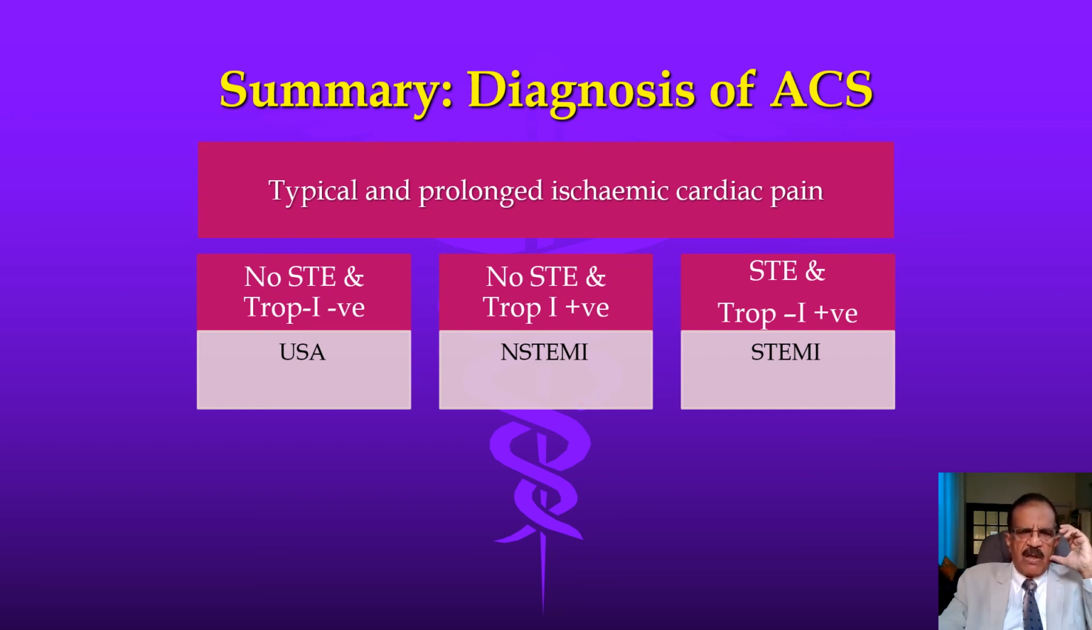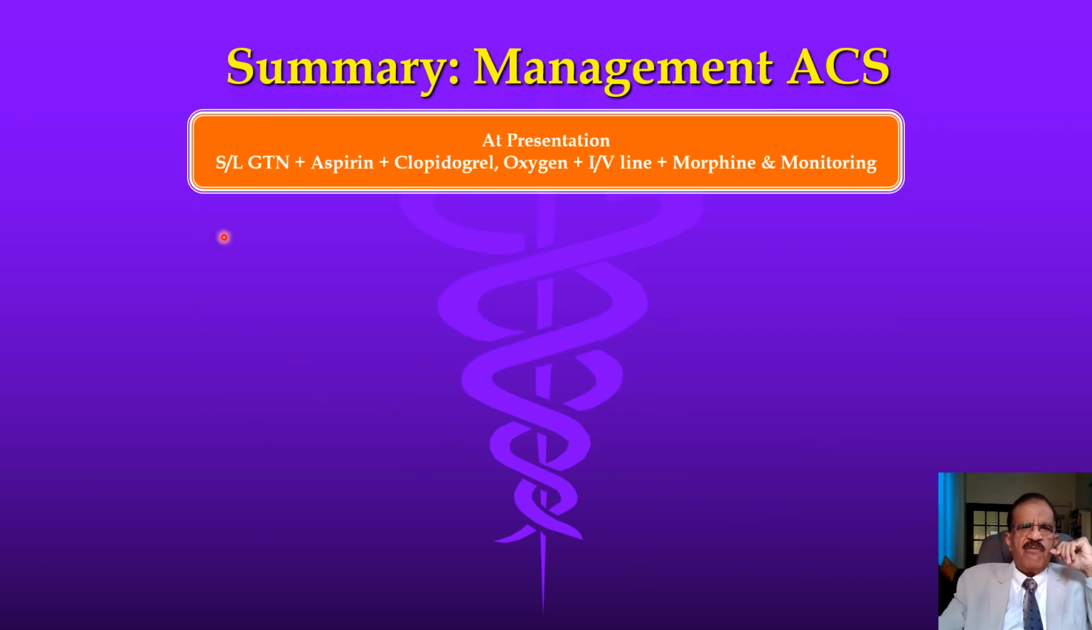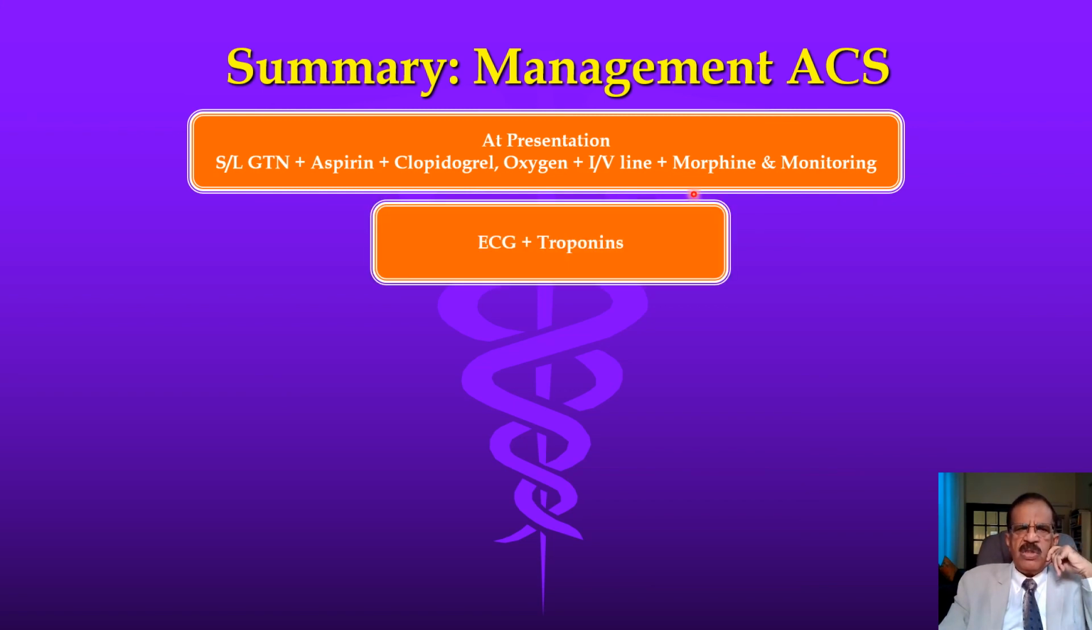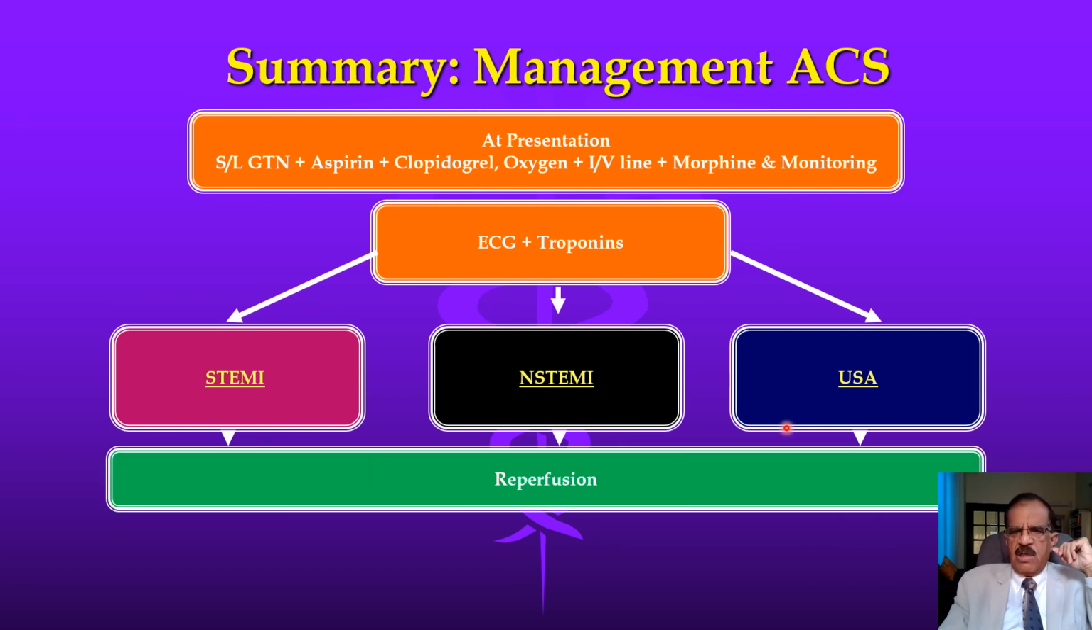So this is the summary of the diagnostic algorithm and management algorithm. At presentation, you give sublingual glyceryl trinitrate, aspirin, clopidogrel, oxygen, IV line, morphine, and monitoring. And then we do ECG and troponins. Based on what we find on ECG and troponin, the patient may fall in the group of ST segment elevation myocardial infarction, non-ST segment elevation myocardial infarction, or unstable angina. All need reperfusion with pharmacological therapy, PCI or CABG. So whatever way we can, we should reperfuse as early as possible to save the myocardium.